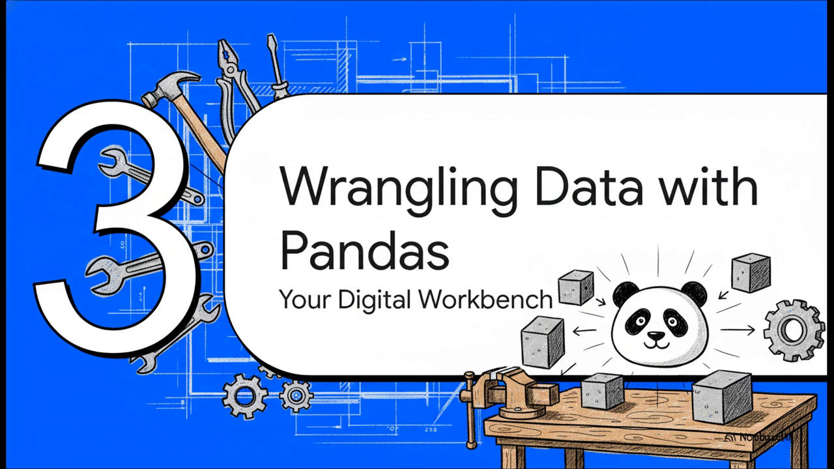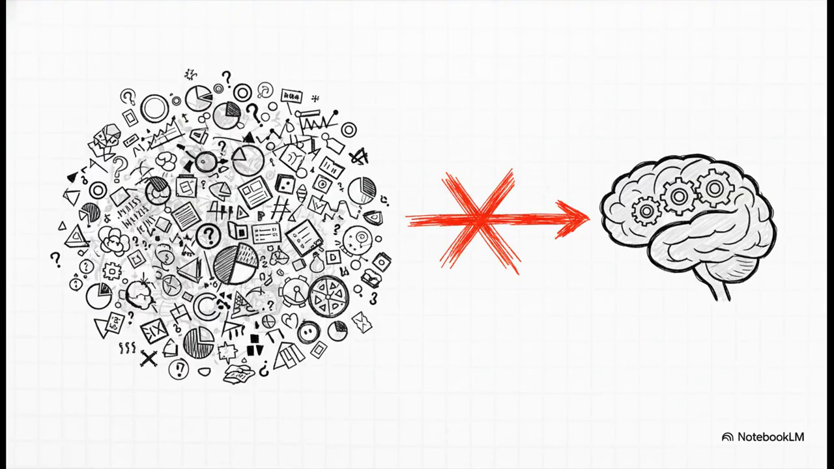For that, we need to grab our first power tool from the kit, and that tool is called Pandas. Think of it as your digital workbench, where all the messy, hands-on work gets done. Because let's be real for a second, data you find out in the wild, it is a mess. It's huge, it's got typos, missing pieces, weird formatting, it's just not ready to go. You can't just shovel that raw stuff into your fancy machine learning model and hope for the best. It's garbage in, garbage out, right? You gotta clean it up first.